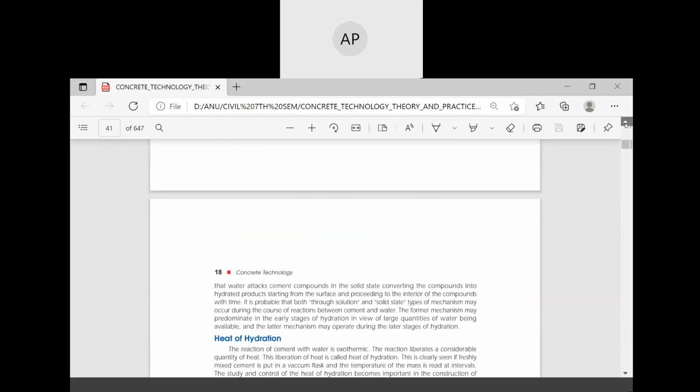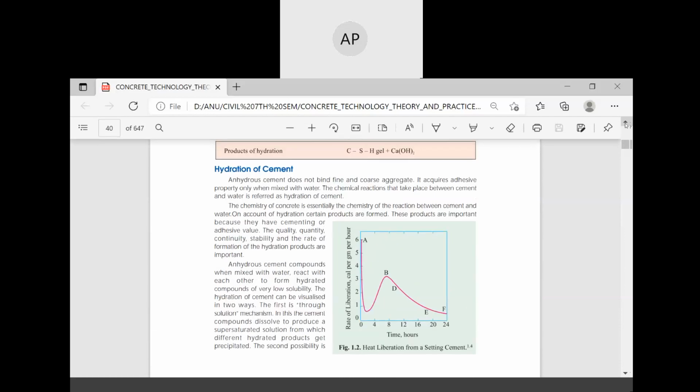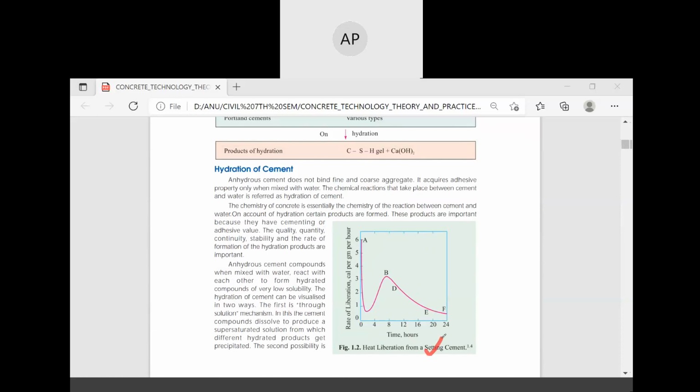What is heat of hydration? In this graph, there is heat liberation from a setting cement. When water is added to the cement, some amount of heat is released. That quantity of heat is called the rate of liberation, calorie per gram, and this graph shows heat liberation during setting time in setting cement.